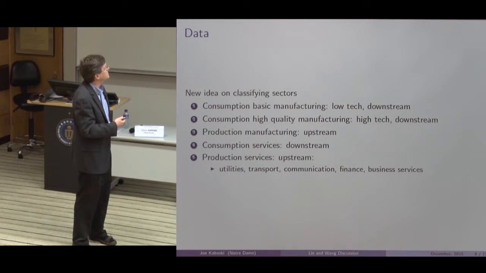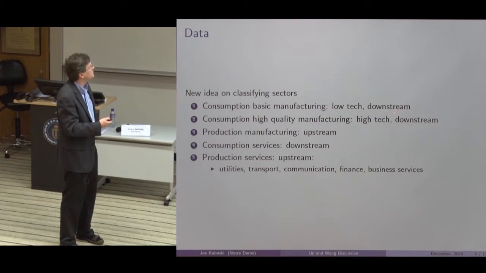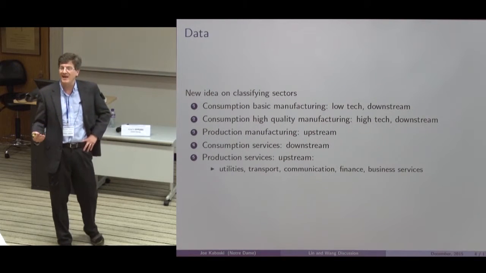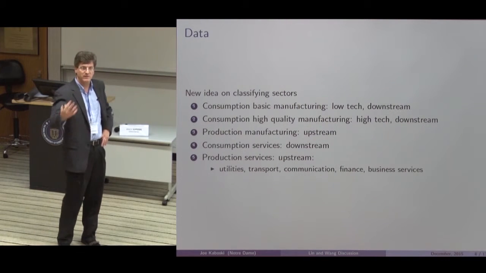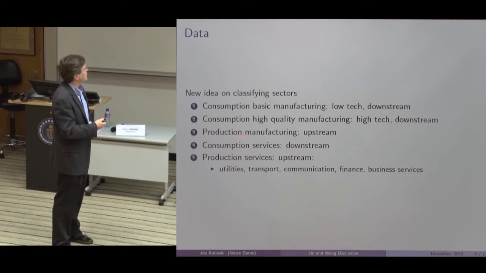They call this consumption basic manufacturing, and it's low-tech manufacturing that's downstream. So the consumption refers to downstream. Consumption high-quality manufacturing, which is basically high-tech manufacturing, which is downstream. I don't know exactly how either of those are measured, but apparently the paper is kind of borrowing those measurements from others. Then they have production manufacturing, which is upstream.